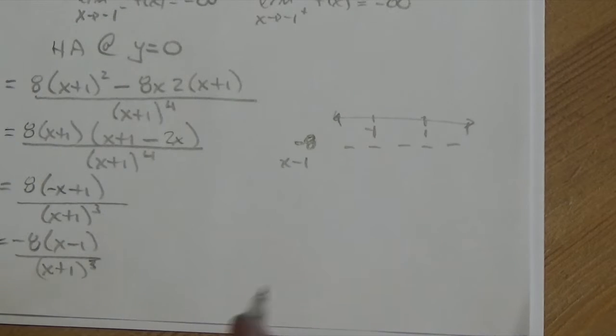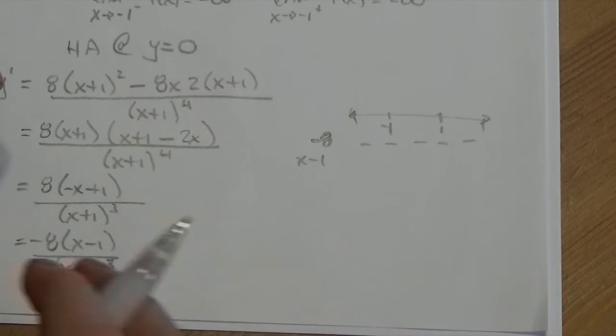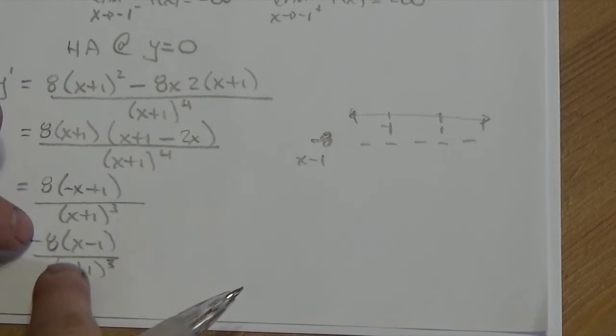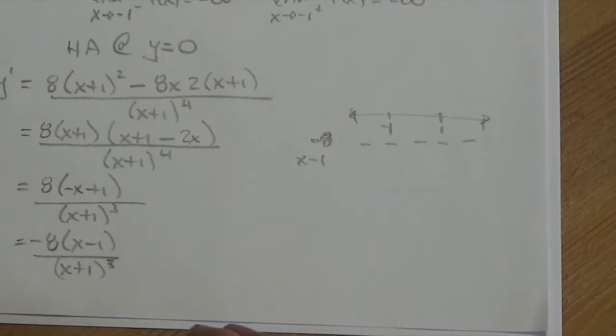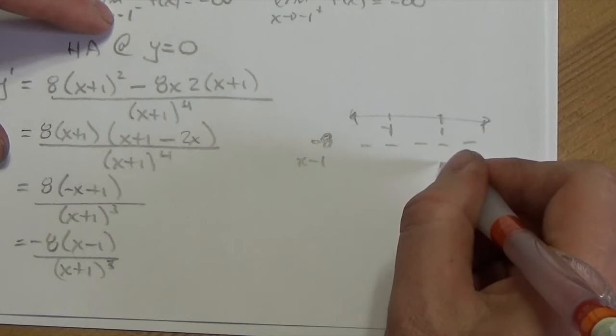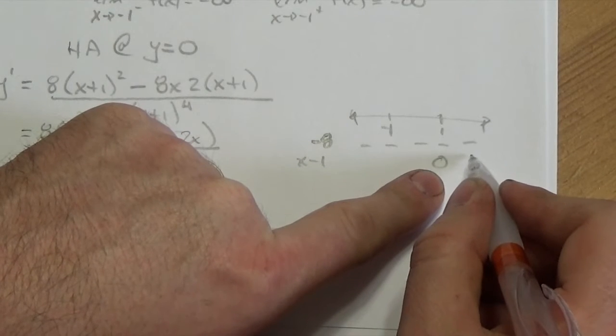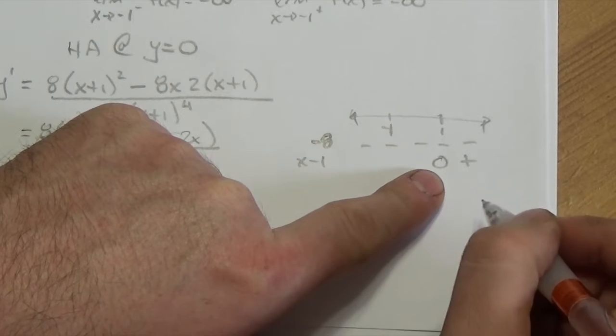X minus 1, on the other hand, if you look at how it behaves all by itself, and by the way, that's what I'm doing. To figure out how the behavior of the whole function works along the number line, I'm going to break it into its individual pieces and look at how each piece behaves. So x minus 1 takes on a value of 0 at positive 1. And then if we take in values to the right of positive 1, it's going to be positive.